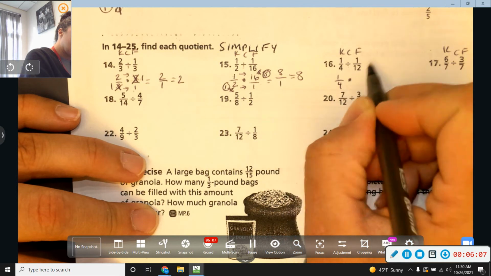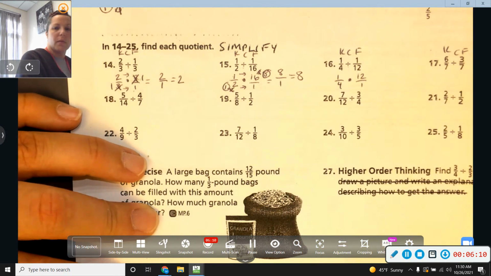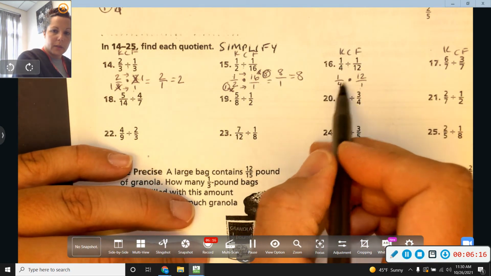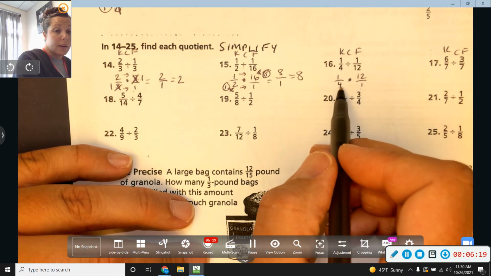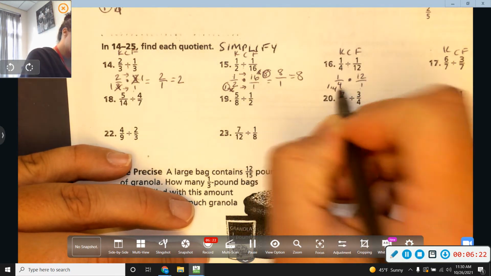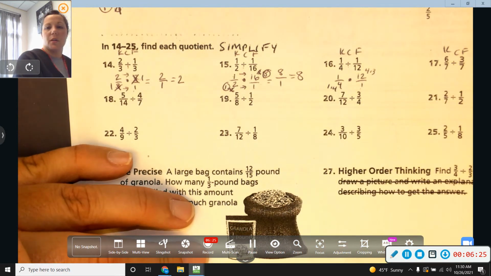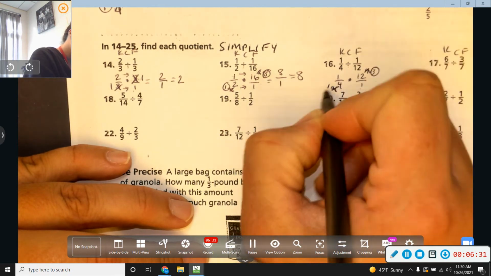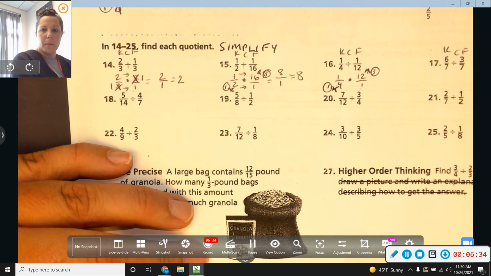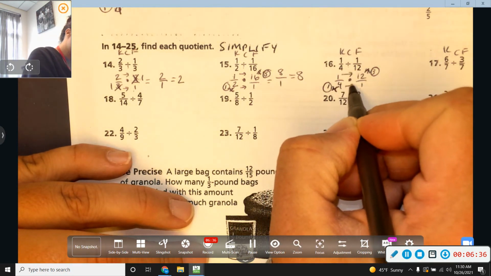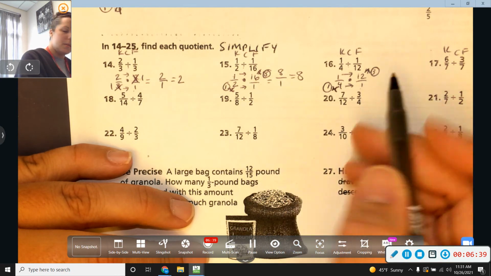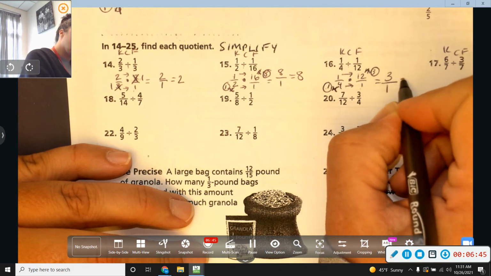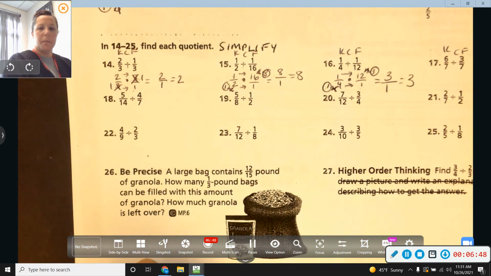Change divide to times. Flip to 12 over 1. 1 and 1 are as low as they go, but I can recognize that I can divide a 4 out of both of these. I know that 1 times 4 is 4, and 4 times 3 is 12. So I'm going to get rid of the 4's and keep my other number. Now when I multiply straight across, I get 1 times 3 over 1 times 1. 3 over 1 is just 3.